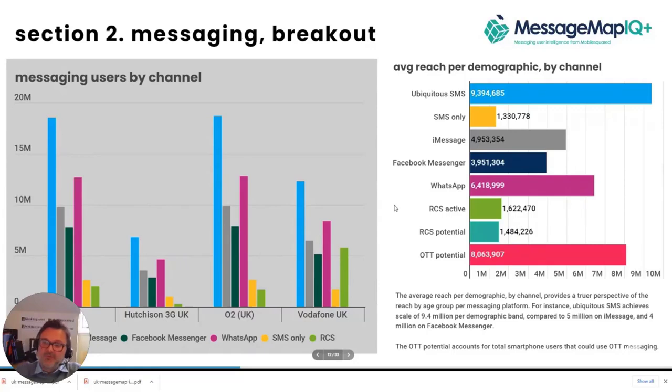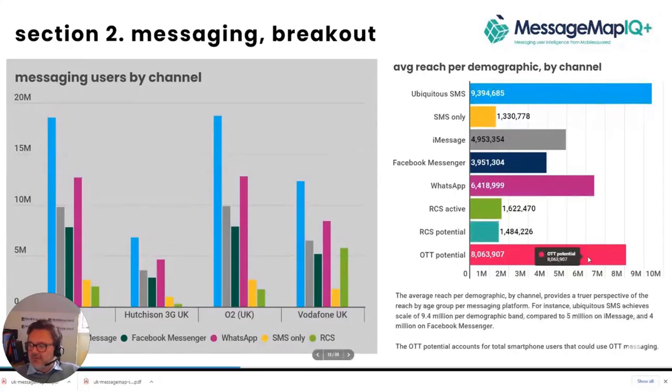Here we've broken out the various platforms by mobile operator. And on the right, we look at the average reach of channel per demographic. What's quite interesting is that typically, whatever the demographic, on SMS you're reaching 10 million users. That is really far reaching, and it still is an incredibly powerful medium. And as a result of the pandemic, we're seeing unprecedented growth of businesses using messaging as a way of getting direct communication to their customers and potential customers.